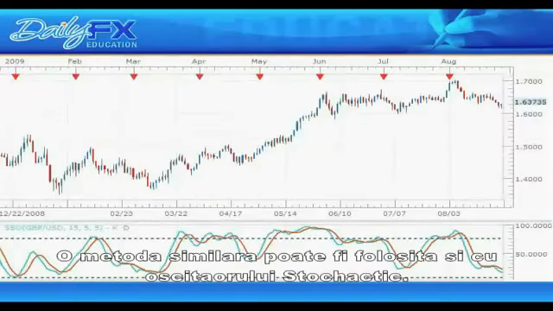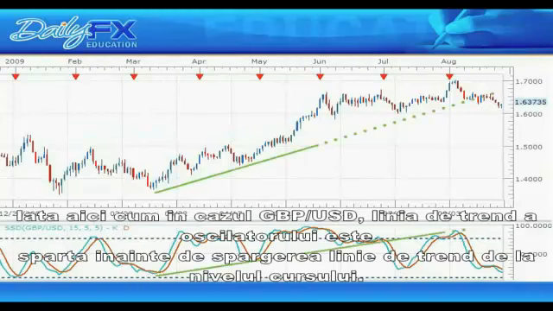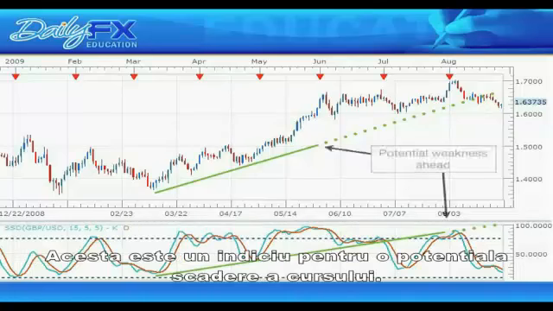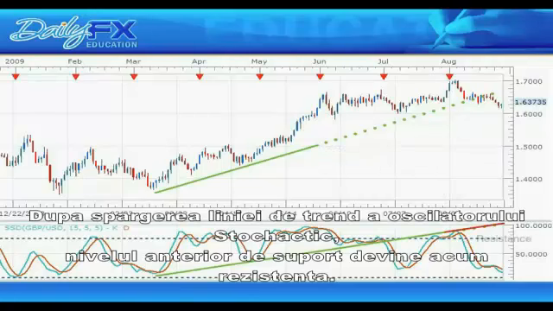A similar method can be applied to the stochastics oscillator as well. Notice here on the pound dollar that the trend line on the stochastics breaks before the trend line on the chart. This is an early clue to the weakness ahead of this pair. After a break of the stochastics trend line, what was former support now becomes new resistance.